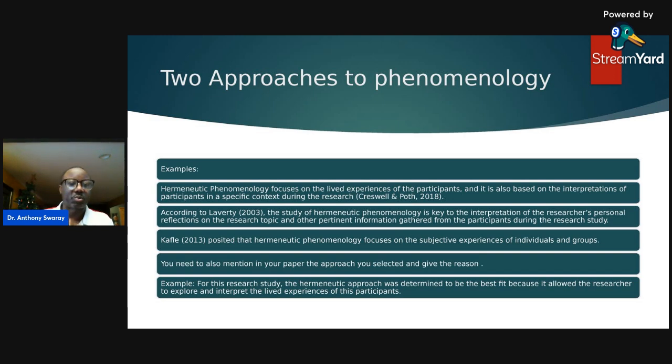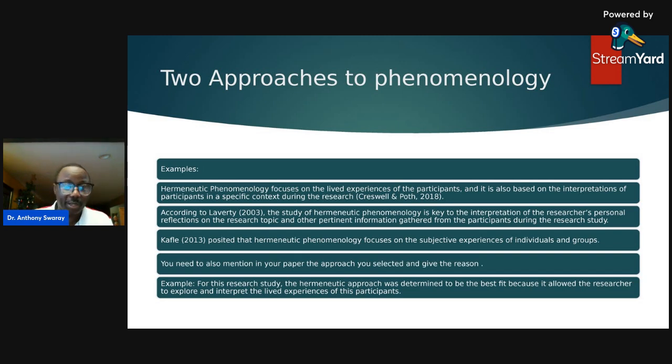So that's the difference between the hermeneutic phenomenology and transcendental. The transcendental is focused on the unbiased description of the participants, and the hermeneutic is focused on the interpretation of the life experiences of the participants. So as you can see, according to Laverty 2003, the study of hermeneutic phenomenology is key to the interpretation of the researcher's personal reflections on the research topic and other pertinent information gathered from the participants during the research.